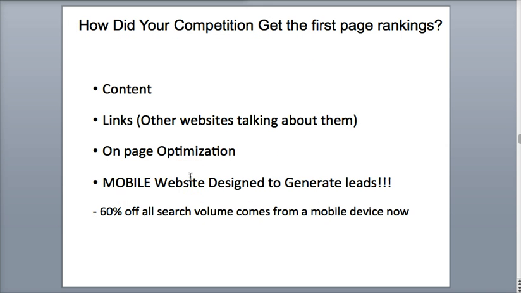So how did your competition get to the first page of Google? I'm going to explain why they're being rewarded with those positions. Number 1 is content. You have to have a lot of good content on your website, and it has to be long. Over 500 words. It's better if it's 1,000 to 1,500 words on the home page. Google rewards businesses and websites that have a lot of great content.